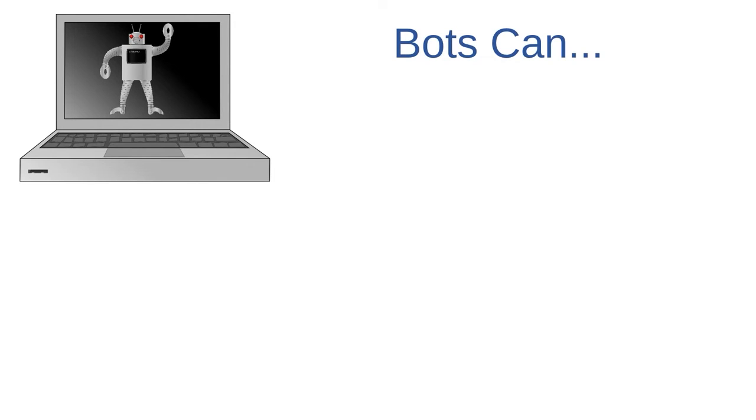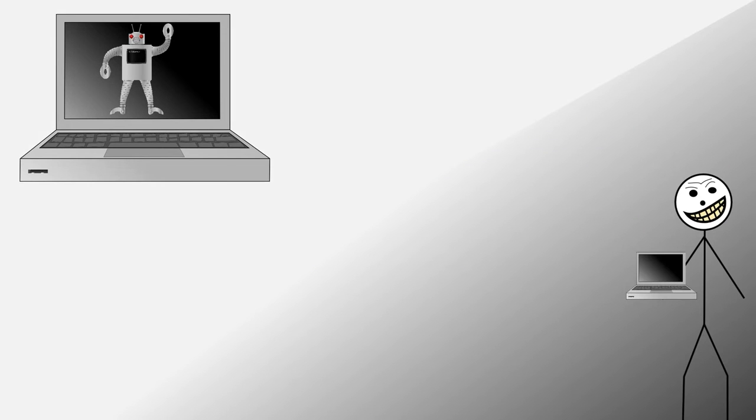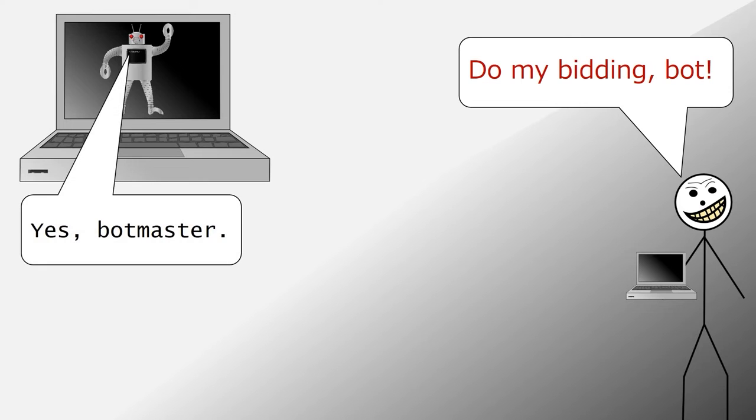For example, a bot might send emails, or pull up web pages, or change your computer's settings, or many other things, and all that without the user's permission. Now, sometimes a bot is simply programmed to do those things on its own without any input, but sometimes bots are actually capable of receiving commands from a third-party user called a bot master. Bot masters use bots to control your computer without your consent or even your awareness.